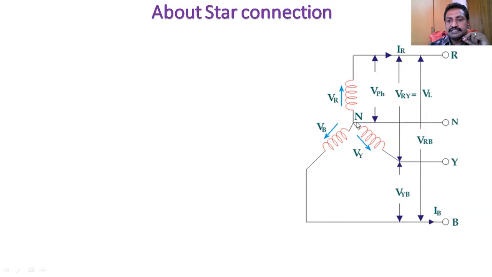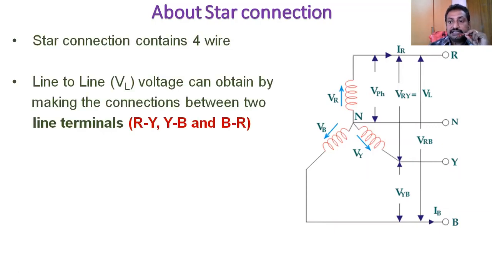Any element contains 2 terminals, a starting terminal and an ending terminal. So all the ending terminals of R phase, Y phase and B phase are connected together, forming a junction point. That junction point is called the star point. We take the connection outside from the star point, called the neutral. And all the starting terminals of the individual phases are taken outside, so we get the R line, Y line, B line. So out of this star connection, we will get 4 wires. Those are R, Y, B and neutral.